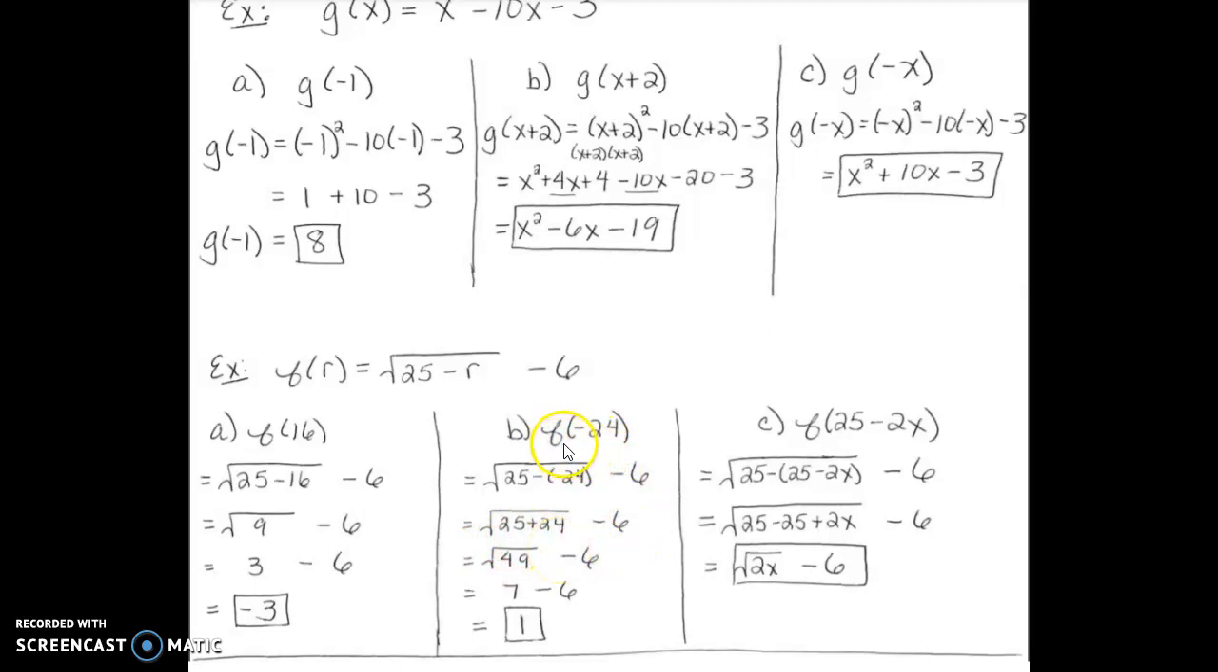Part B is similar. This time we replace r with negative 24. So the square root of 25 minus, plug in negative 24 for r, so be careful. This minus is part of the given function. We're plugging in a negative number for r, minus the 6 outside. So the two negatives turn to a plus sign. Adding those together gives me a 49 under the square root. Square rooting 49 is 7, and then the minus 6, 1.